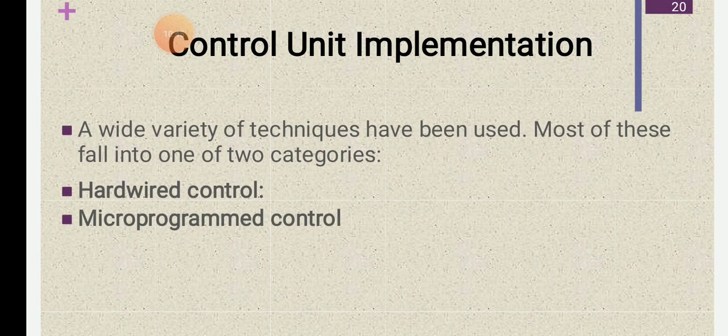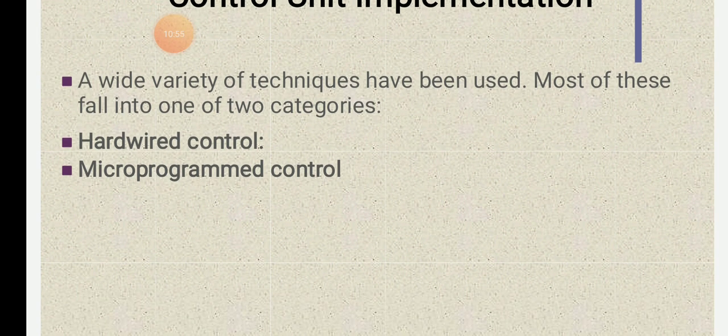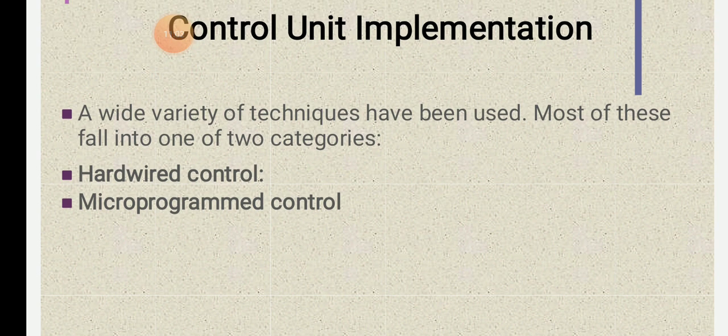Next, in the next video or in the next class, we will discuss detailed information about control unit operation. It is divided into what? Two parts. First one is the hardwired control. Second one is the microprogrammed control. So you have to design by using hardwired control, and the second one is the microprogrammed control.